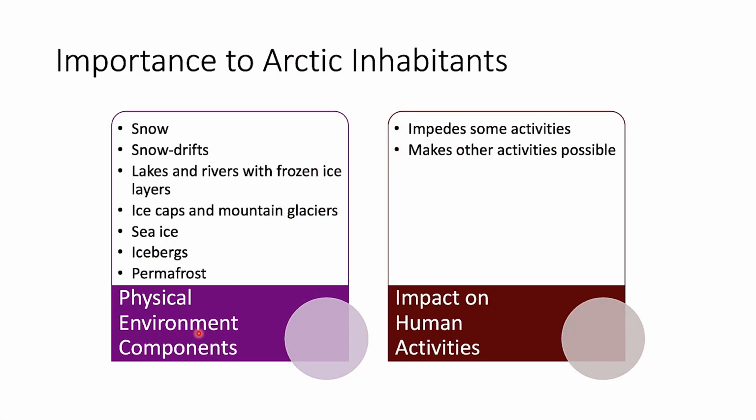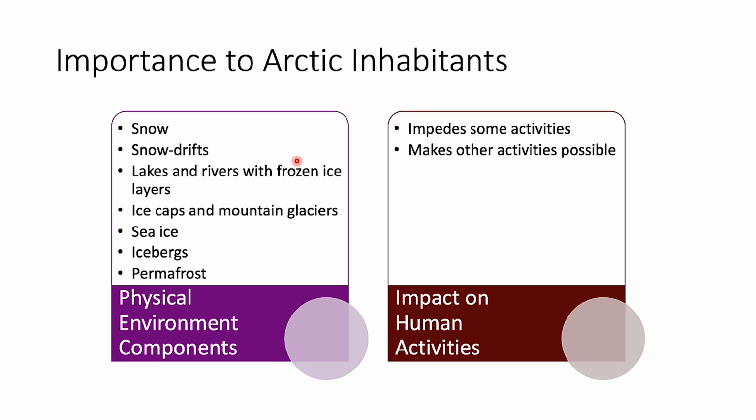So what are the problems faced by the Arctic inhabitants, that means the Arctic people? One is the physical environment components where they change: the snow drifts, lakes and rivers with frozen ice, icebergs, permafrost. The cryosphere plays a fundamental role in the lives of Arctic inhabitants, particularly indigenous communities. It shapes their cultural practice, subsistence, lifestyles and economic activities.